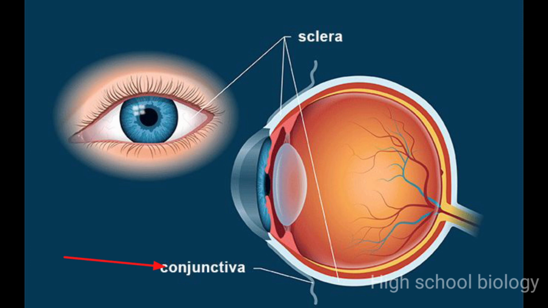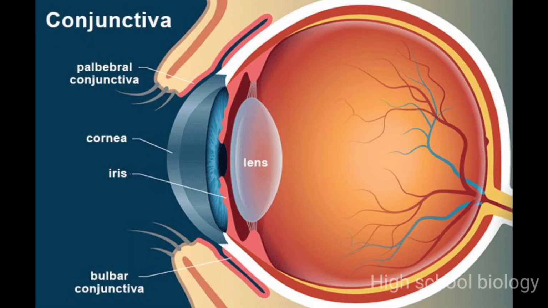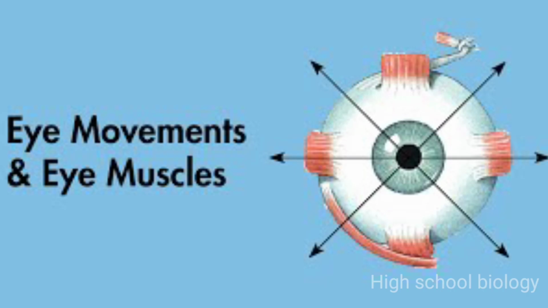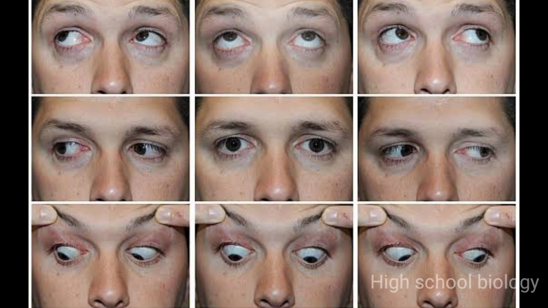The sclera is covered by the conjunctiva, a clear mucous membrane that lubricates your eye. Six types of eye muscles attached to the sclera help to move your eyeball up and down and side to side.